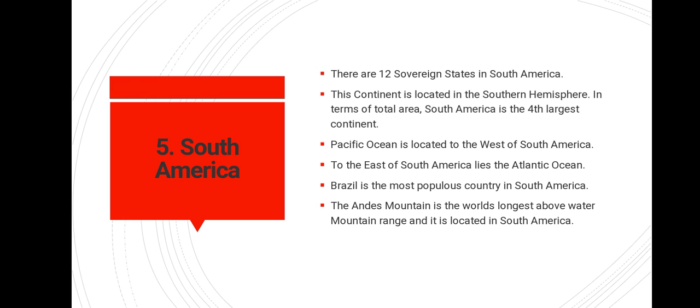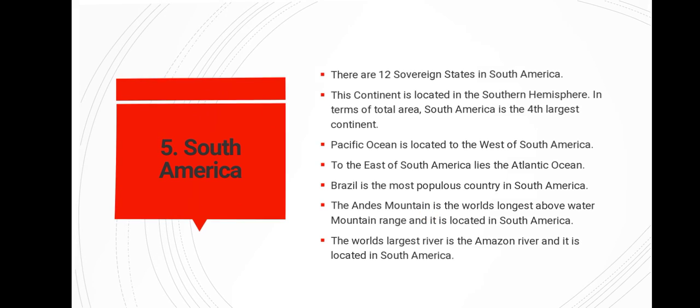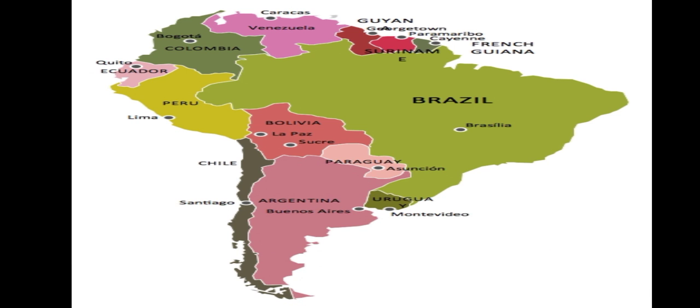The Andes Mountains are the world's longest above water mountain range and are situated in South America. The Andes Mountains run parallel to the country Chile. The world's largest river is the Amazon River, and it is located in South America. Here you can see the map of South America.